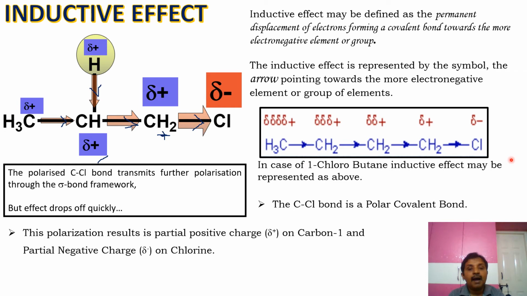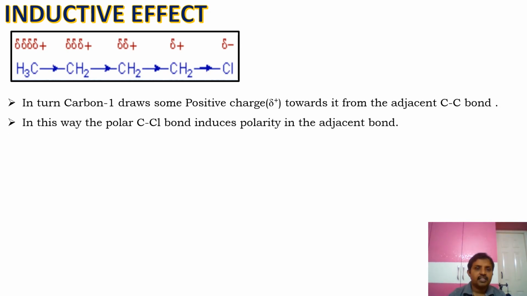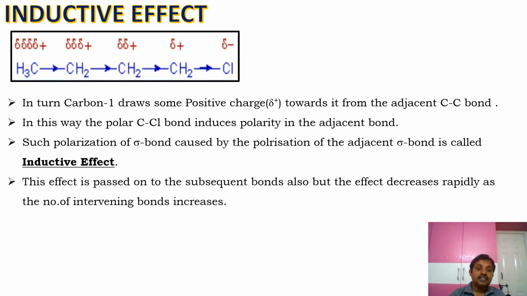This polarization results in a partial positive charge on the carbon atom, which is slightly neutralized by the electronic movement done by the next carbon atoms. In turn, carbon 1 draws a positive charge towards it from the adjacent carbon atom. In this way the polar C-Cl bond induces polarity in the adjacent bonds. Such polarization of a sigma bond caused by the polarization of the adjacent bond is called the inductive effect. This effect is passed on to the substituent bond also, but the effect decreases rapidly as the number of intervening bonds increases.